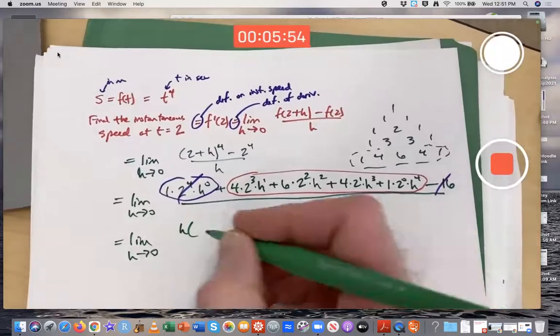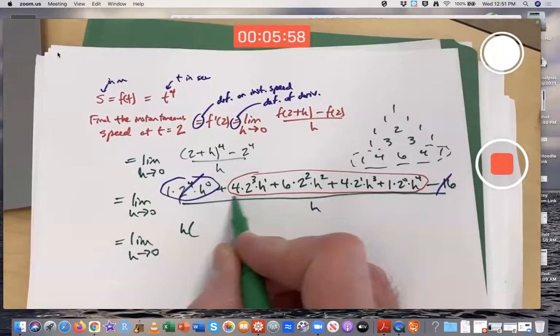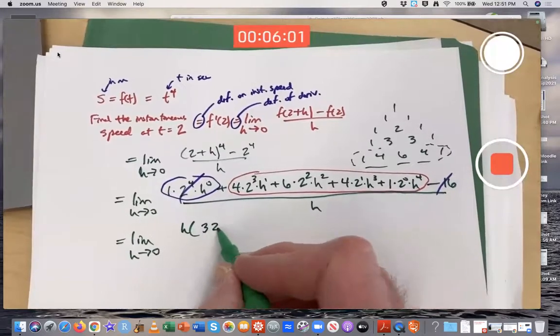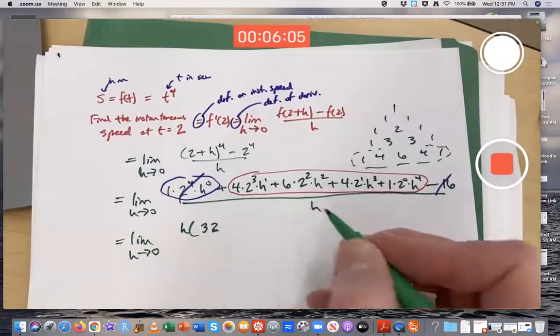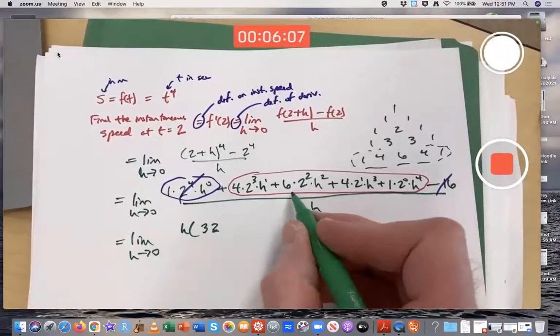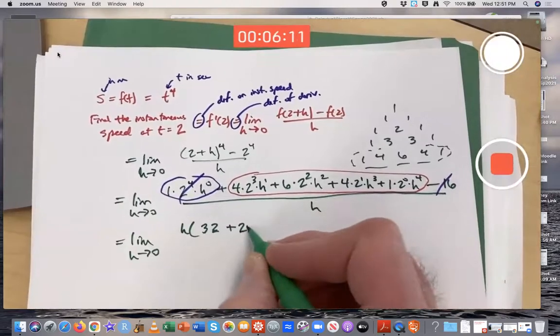And once you've got it factored out, you also simplify. 4 times 2 cubed is 4 times 8 is 32. There's the answer, actually, 32 sitting right there. But you need to show the work to get there. 2 squared is 4 times 6 is 24, but don't forget a factor of h.